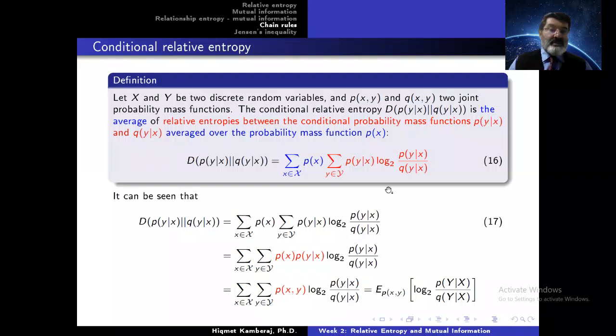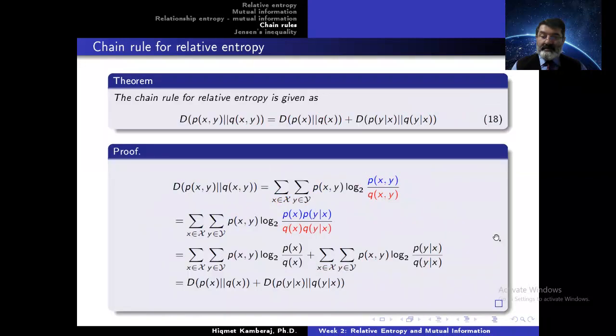Then based on the definition that we gave before, this is the sum over all y's from the alphabet epsilon, p of y given x, log with base 2 of p of y given x over q of y given x. Then this whole sentence, the blue plus red, will give you the old formula 16. Now this is a way how you could understand the wording of this definition.